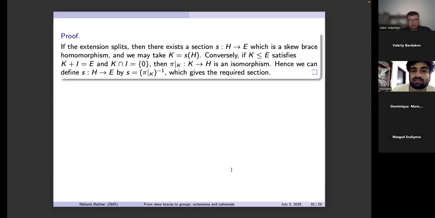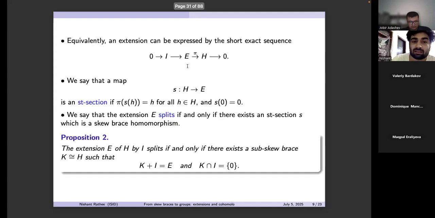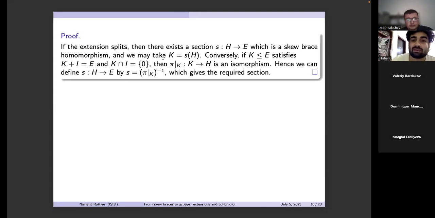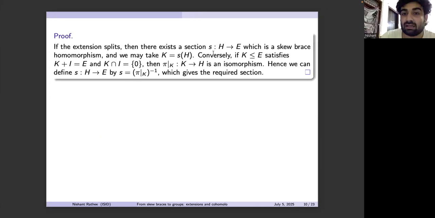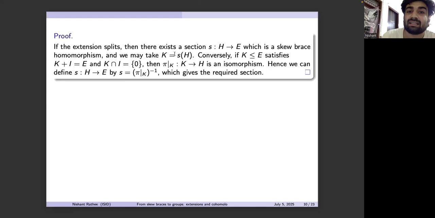The proof is really simple. Suppose you have a split extension. Then there exists a section s from H to E, which is a skew base homomorphism, and you remember that pi composed with s is the identity map. Since pi composed with s is a bijection, s will always be an injection, so s is actually an embedding of H inside E. We can take K to be s(H). Using that I is in the kernel, we see that K intersection I is zero. This shows that the complement exists in this case.